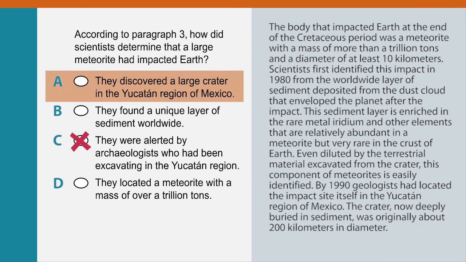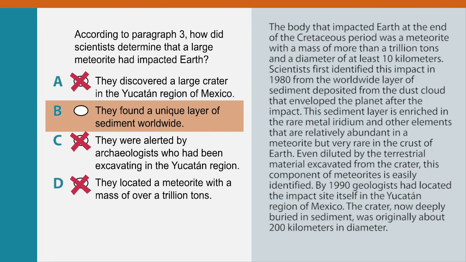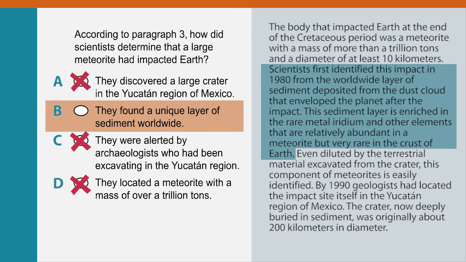Choice A looks like what is said here in the last 2 sentences, where it does say they found the crater in 1990, but they determined in 1980 that there was a meteorite impact, so it's not choice A. Choice D is incorrect because it says that they located a meteorite, which is not true because what they found was the crater and other evidence of the meteorite impact, not the meteorite itself. That leaves choice B, which is supported by the second and third sentences. The second sentence mentions the worldwide layer of sediment, and the third sentence explains how it is unique. Therefore, B is the correct answer.